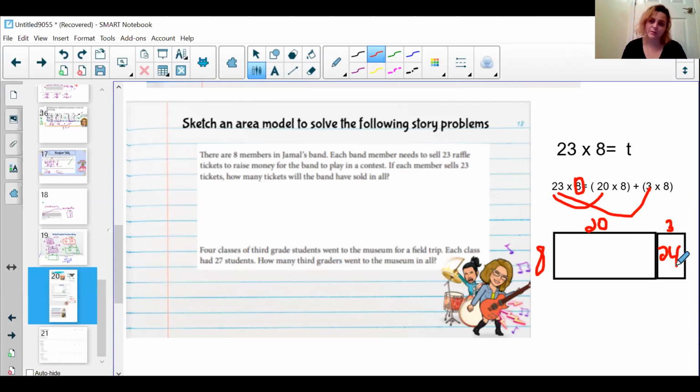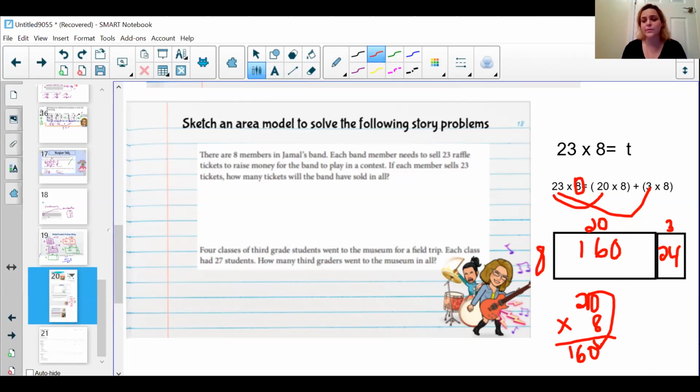20 times 8. Let's see. I can count by 20s on my fingers until I get to 8 20s, or I can use my strategy for when I'm multiplying by a multiple of 10. And I can start with, well, I know 8 times 2 is 16. And then if I have a 0, I'm bringing that 0 down, right? So that's really 160. Let me just confirm with my fingers, right? 20, 40, 60, 80, 100, 120, 140, 160. So this is now 160.